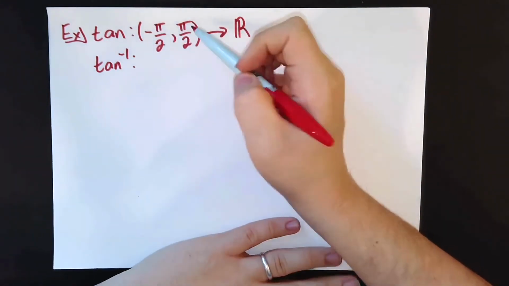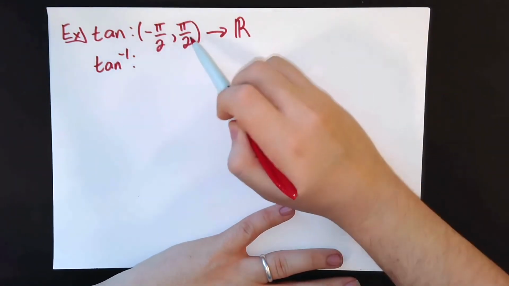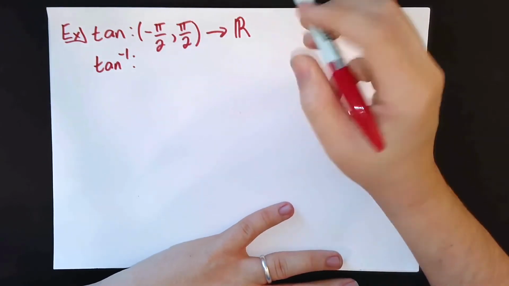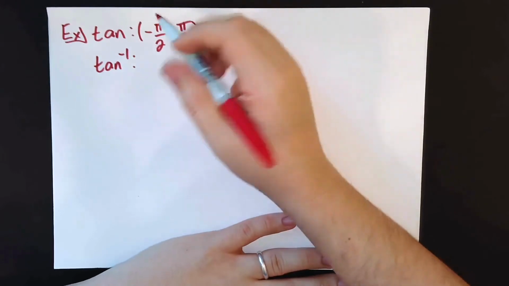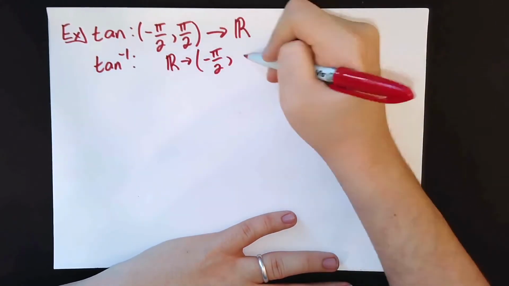Namely, if I look at tangent only on this interval, then it is a bijection between the real numbers and this open interval. And so then inverse tangent, what is it? It's just the inverse function. It goes the other direction.